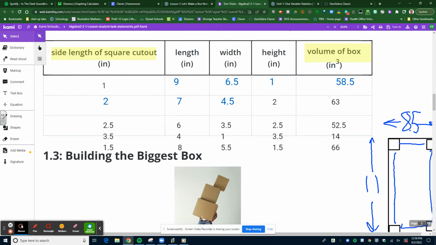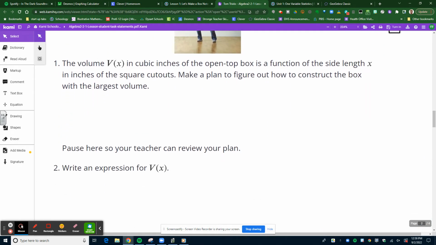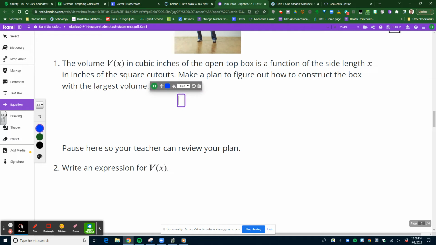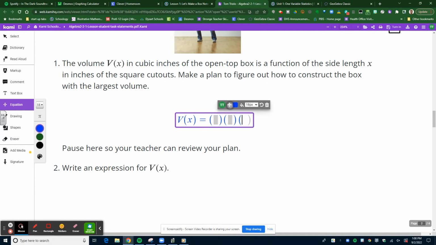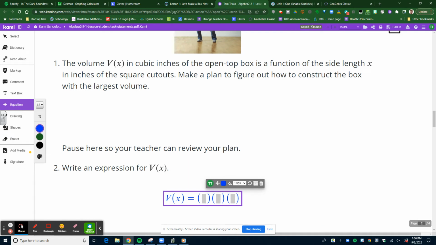So you're going to rewrite it. The volume is a function of x. So start with V of x equals. And if I have 3 things, let's just make 3 sets of parentheses. Oopsies. 1, there's 2, there's 3. 1 represents the length, 1 represents the width, and 1 represents the height. So see if you can take a moment and come up with the algebraic expressions that go in those 3 boxes. Okay? And actually, this goes down here. So take a moment and do that.